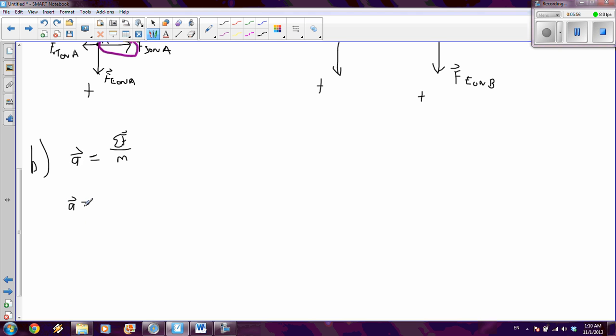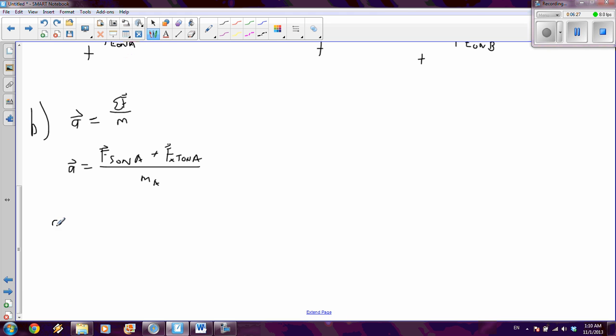So acceleration is equal to the force string on block A plus the force of table in the x direction on box A, divided by the mass of box A. We don't know the acceleration yet. We do not know the force string on box A yet.